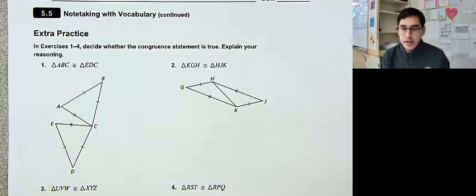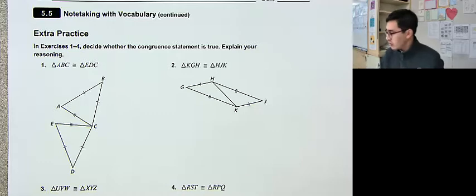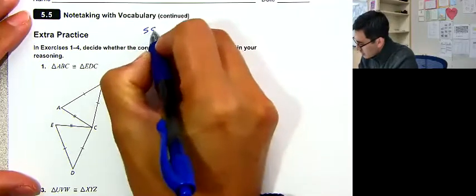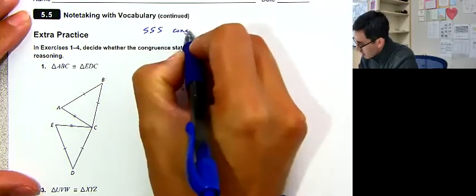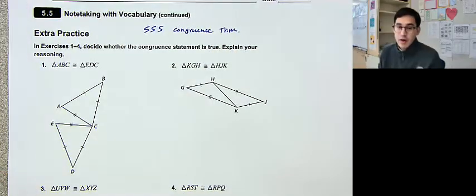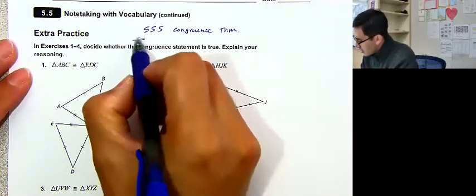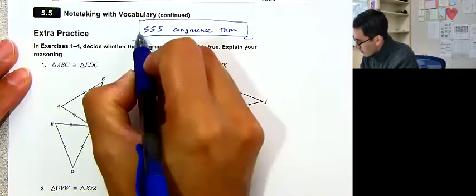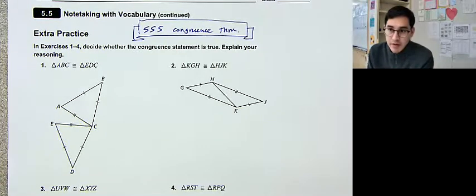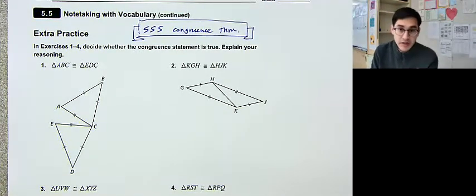Everyone, this video is going to look at chapter 5.5, which covers the side-side-side congruence theorem. So let's write that down. Side-side-side congruence theorem. All right. So basically, the side-side-side congruence theorem says that if you've got two triangles that have three pairs of congruent sides, then the triangles themselves are going to be congruent.